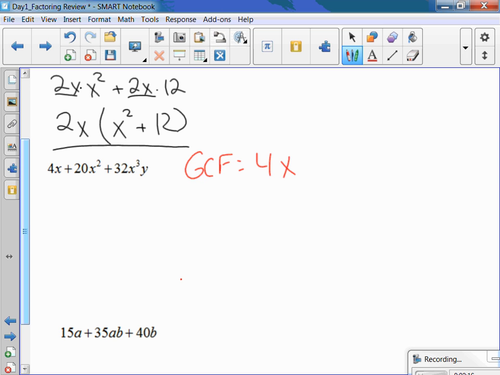So once again, I can write each term as a product of 4x and something else. So this first term would be what? 4x times 1. Understood 1, absolutely. And likewise, 4 goes into 20 5 times. And I only have one x already, so I need that other x, right? 4x times 5x, giving me that 20x squared. 4 goes into 32 8 times. And I still need 2 more x's and a y.